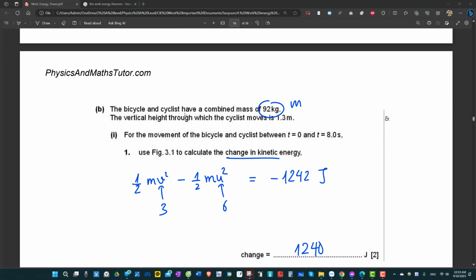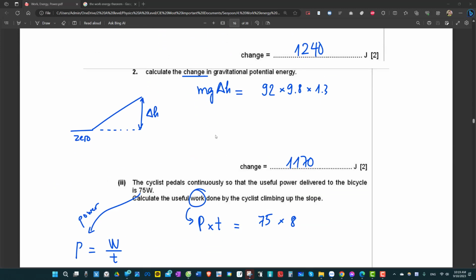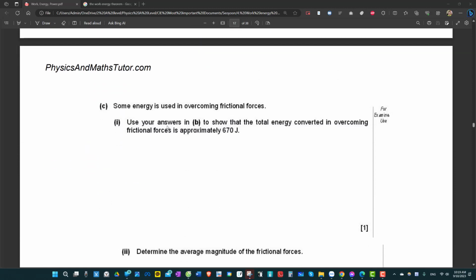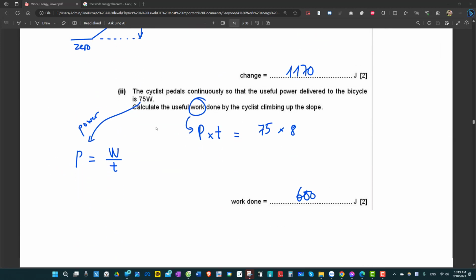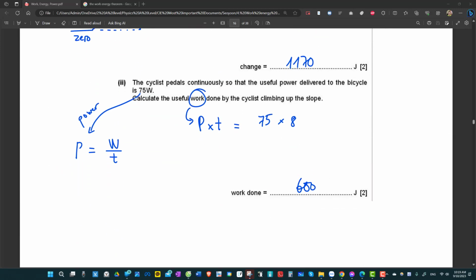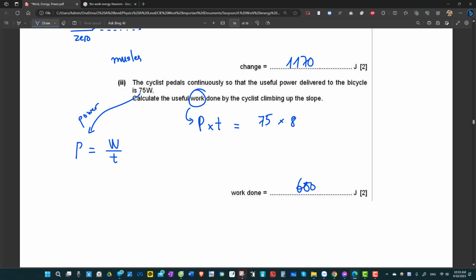We have completed those questions above. The next one I want to do is question C here. Show that the total energy converted into overcoming frictional forces is approximately 670 joules. We know that the power of her cycling, of her muscle, her muscle does the work of 75 watts power.